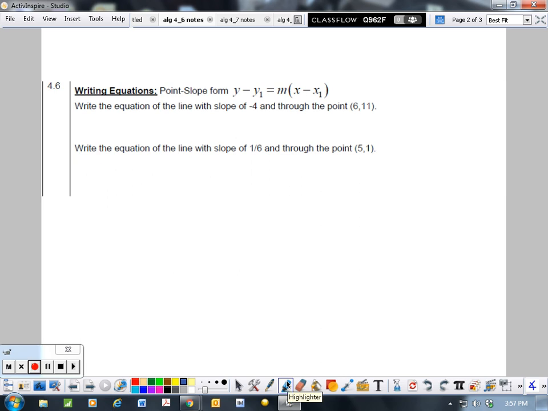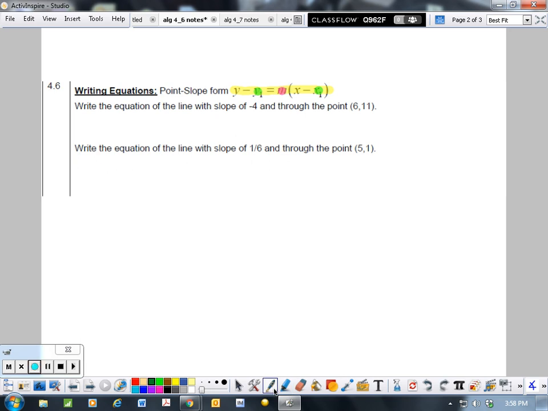So just as a reminder to you, here's our point-slope form. Y minus y1 equals m times x minus x1. Now what we are going to do is we're going to leave the y and the x where it is, and we're going to replace y1 and x1 with a point. Then we are going to replace m with our slope. And that's how we're going to write our equations.